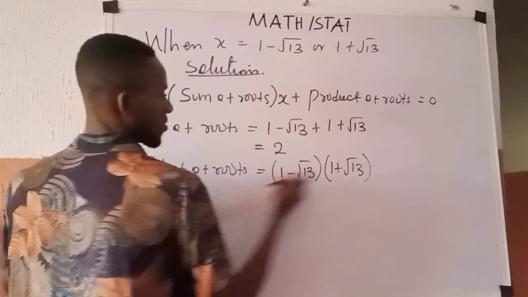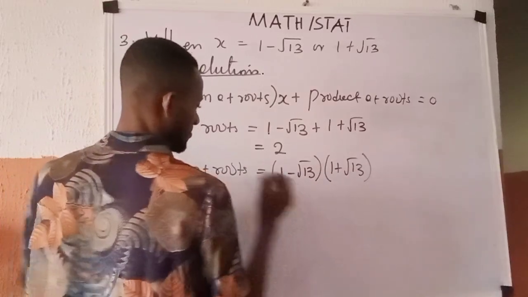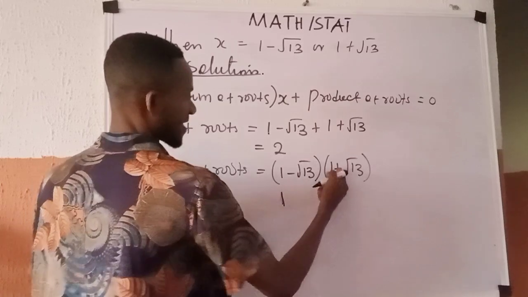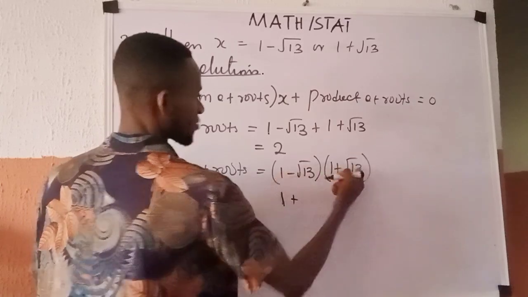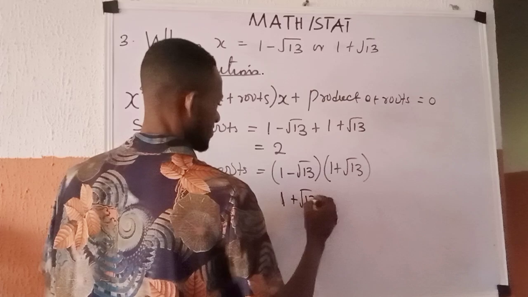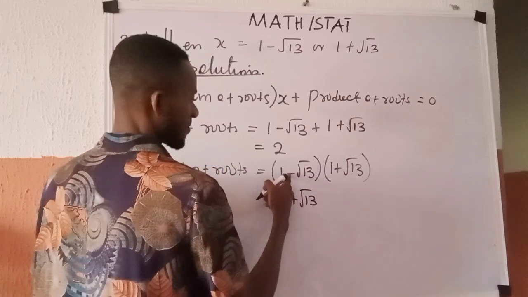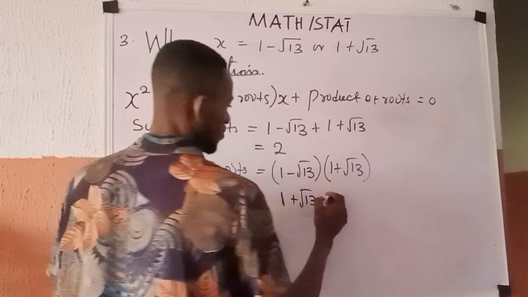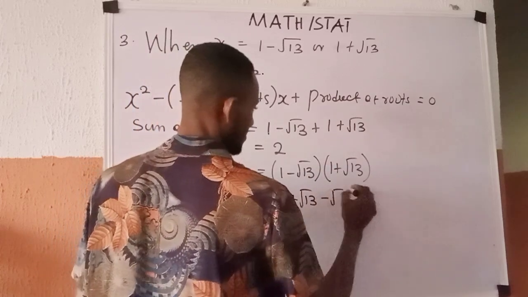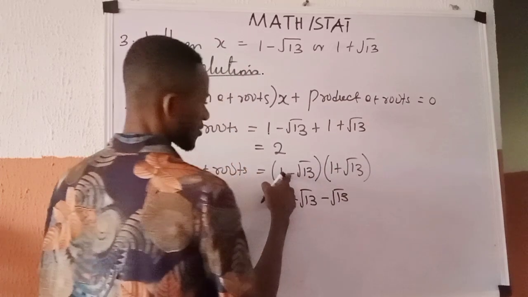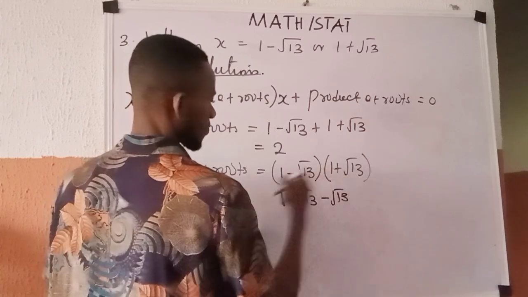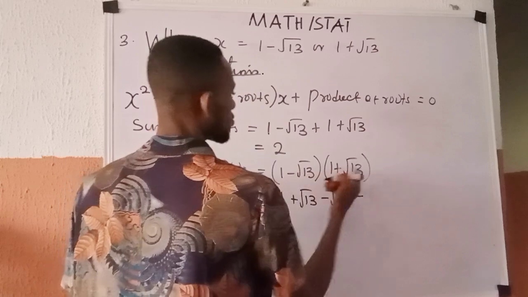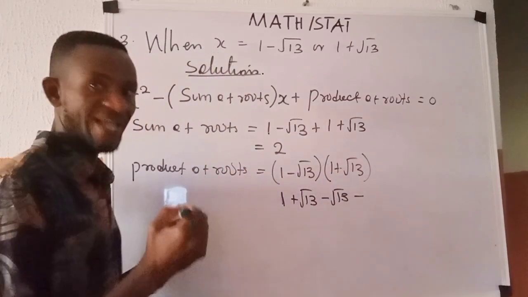So we pick this one. 1 times 1 will give me 1. The sign here is plus. 1 times root 13 will give me root 13. The sign here is minus. So I will now have minus root 13 times 1 will equally give me minus root 13. Here is minus, here is plus. Minus times plus will give you minus. Root 13 times root 13 is 13.